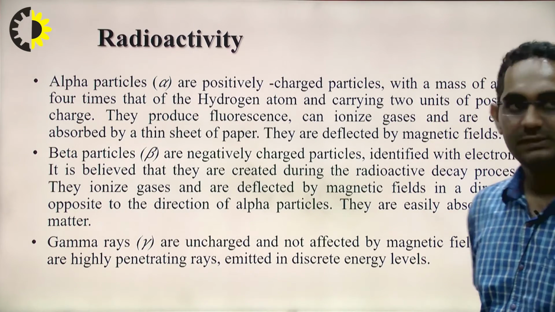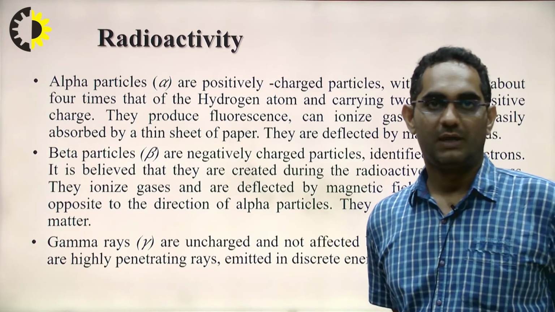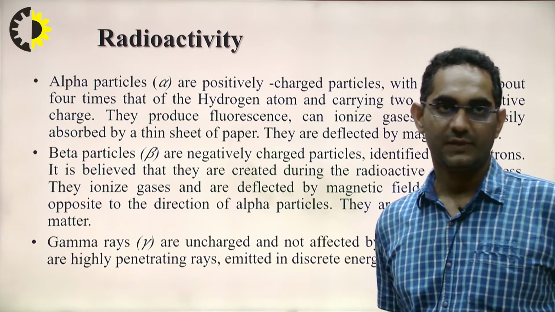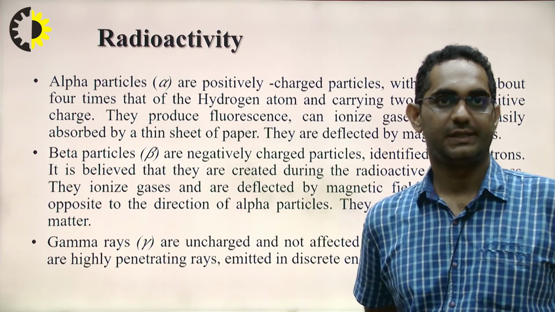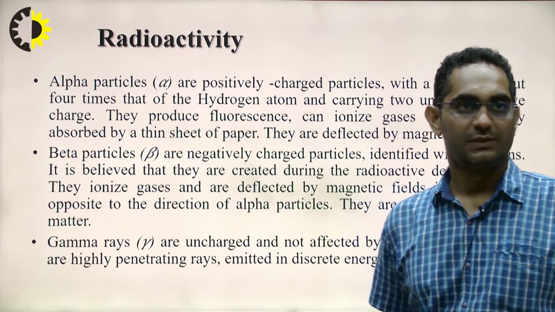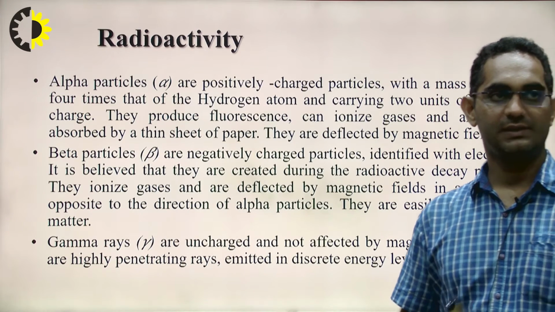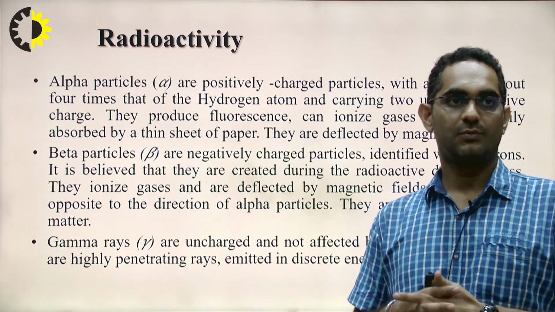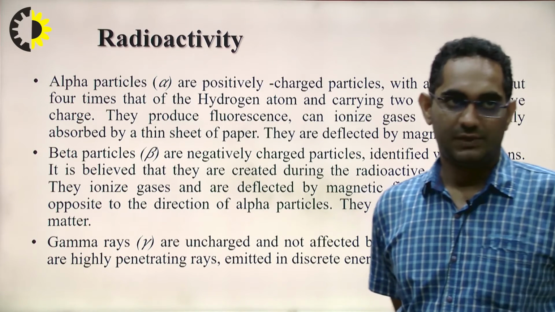Alpha particles are positively charged particles with a mass of about 4 times that of the hydrogen atom, carrying 2 units of positive charge. They produce fluorescence and can ionize gases. They are easily absorbed by a thin sheet of paper, and they are deflected by magnetic fields.